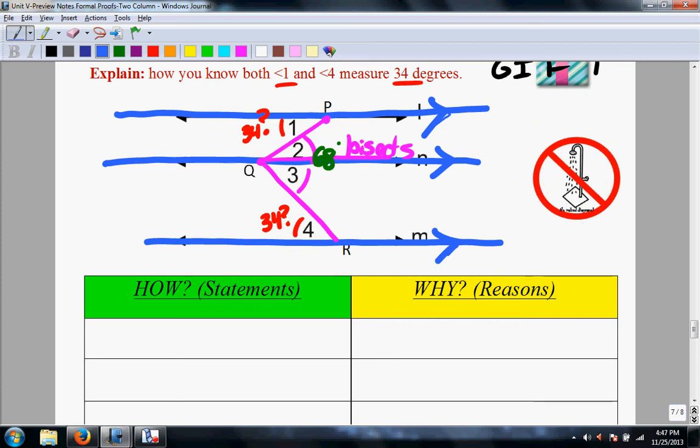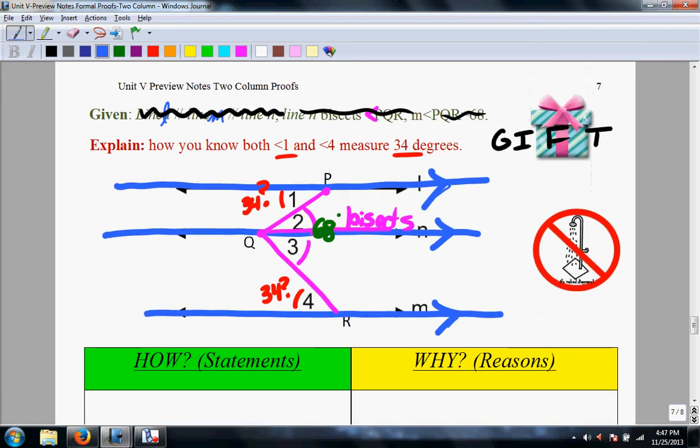So then you just kind of go through some verbal reasoning. So we did given. Now let's talk about what's implied by the given and also freebies. And let's talk it through. Well, because of the bisector, I know that angles 2 and 3 both have to be 34 degrees. And the reason is because that 68 is cut in half.